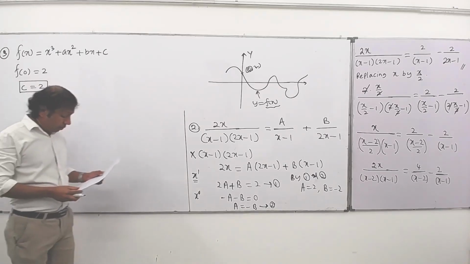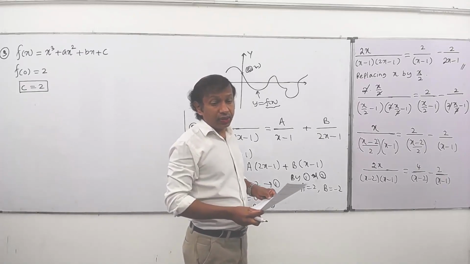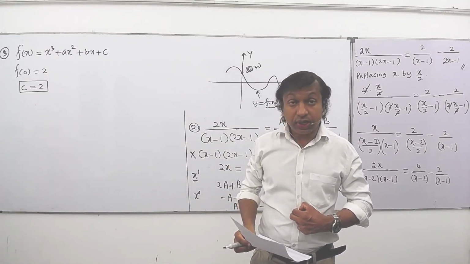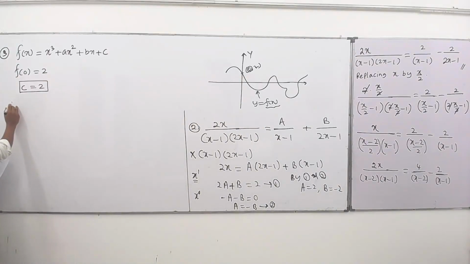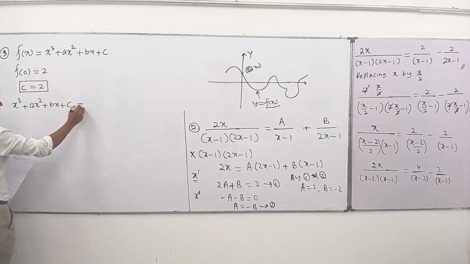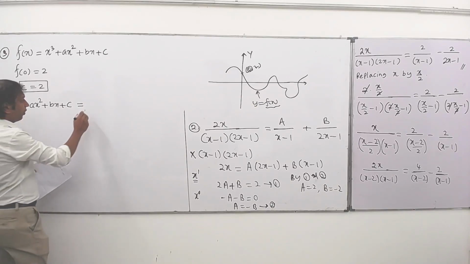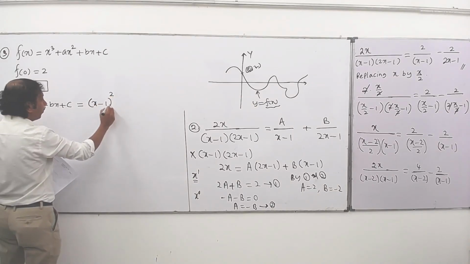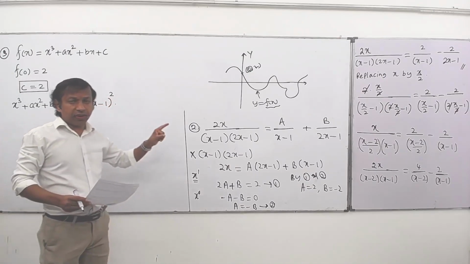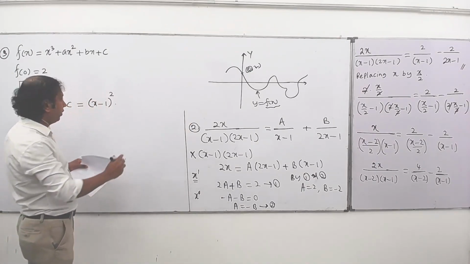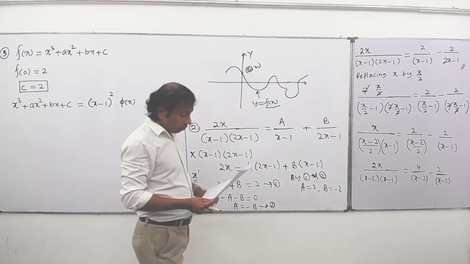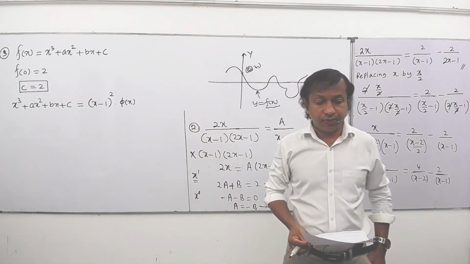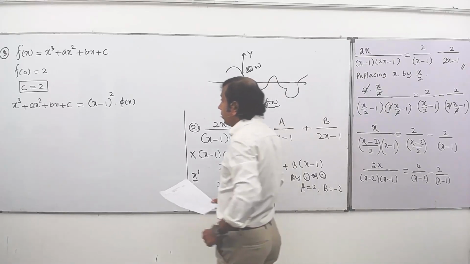Okay. Secondly, given x minus 1 squared is a factor. x minus 1 squared is a factor of this. That means, since x cube plus ax squared plus bx plus c is fx, and x minus 1 squared is a factor of it, I can write this fx as x minus 1 perfect squared multiplied by another function. I'll assume that function as 5x. This we can write because it is given that x minus 1 squared is a factor of fx.